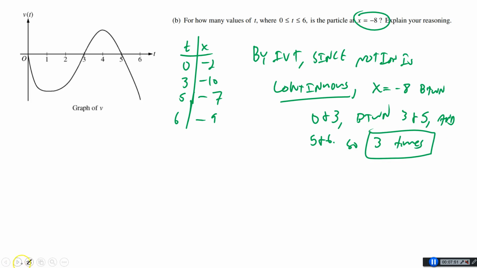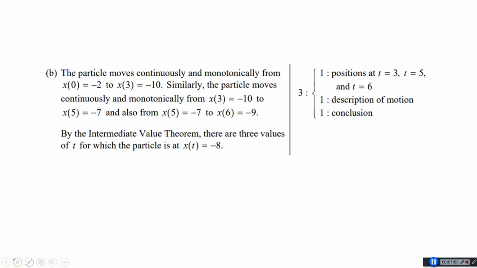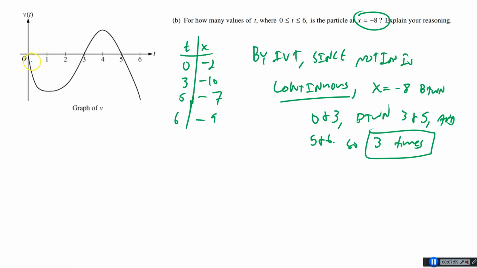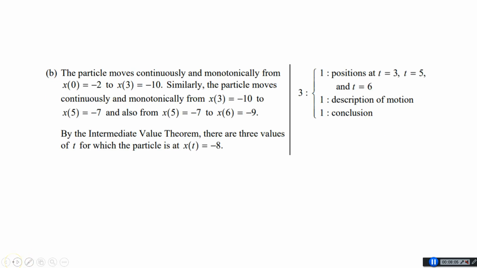Okay, let's see how they said it. They probably said it a little more eloquently than I did. So the particle moves continuously and monotonically. Okay, so monotonically means that it's only moving left between 0 and 3, then only moving right between 3 and 5, and only moving left between 5 and 6.